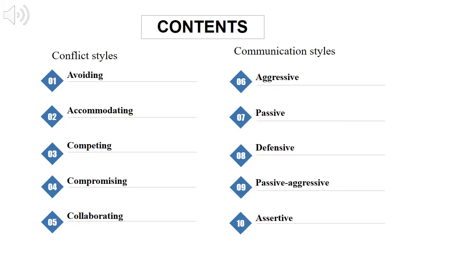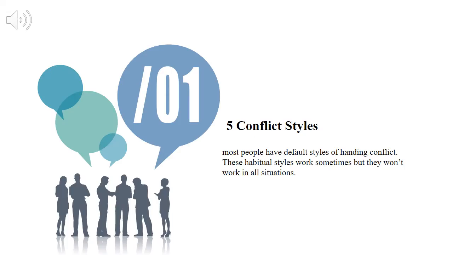Here are five conflict styles and five communication styles. They are avoiding, accommodating, competing, compromising, and collaborating. And the five communication styles are aggressive, passive, defensive, passive aggressive, and assertive. Let's start with the five conflict styles.